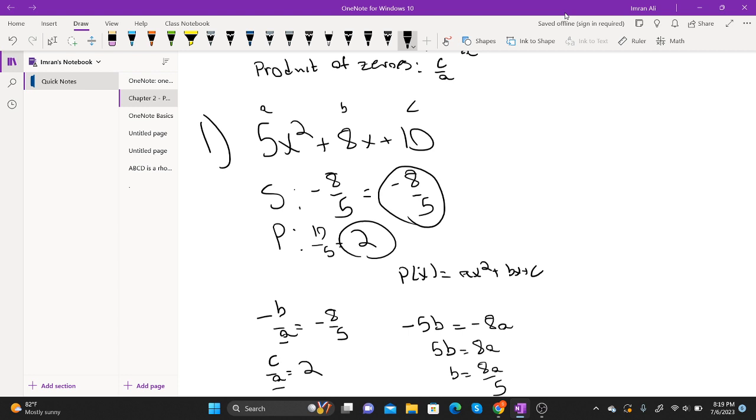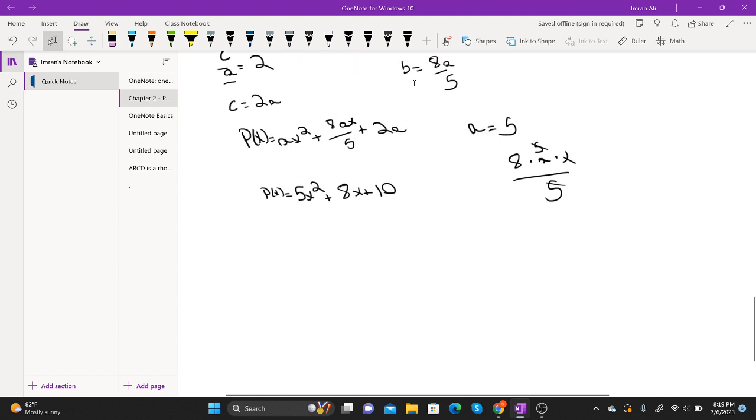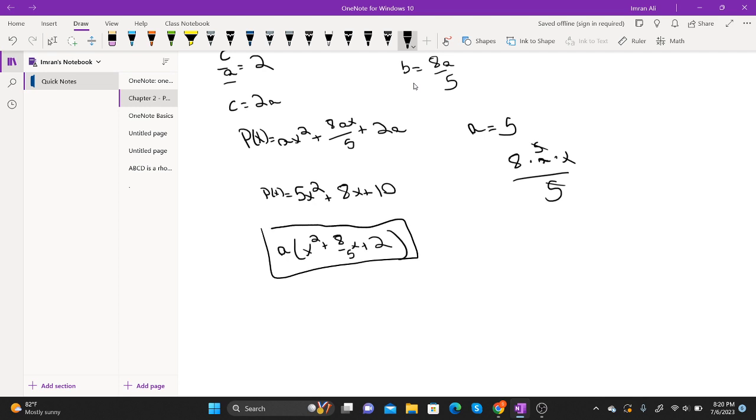There's obviously more, so you can write in general if it ever asks you to do this, which I don't think it will. If it asks you to do it in general, you can just write in this form. You can factor out the a, and the general form is a times x squared plus 8/5 x plus 2. That's a general form for any one of these polynomials. And that's how you do these types of problems in your textbook.